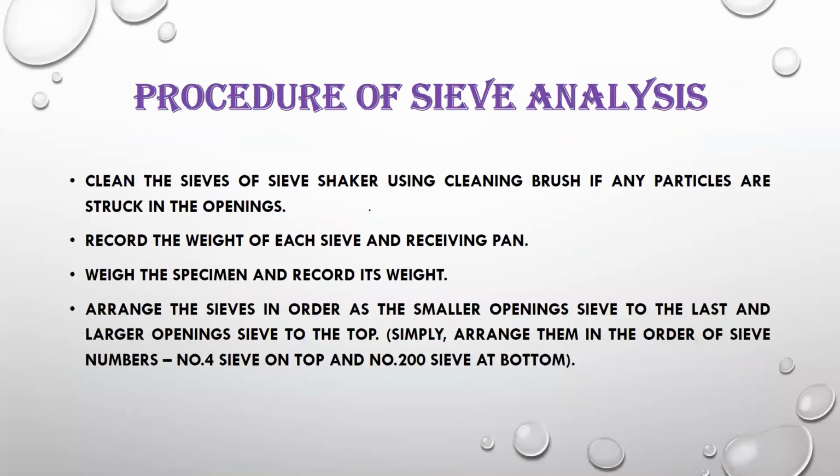So now I am moving towards the next slide. Procedure of sieve analysis, you already know that. Clean the sieves of the sieve shaker using a cleaning brush. If any particles are stuck in the openings, remove them. Record the weight of each sieve and the receiving pan. Weigh the specimen and record its weight. Arrange the sieves in order, with the smaller opening sieve at the last and the larger opening sieve at the top. Simply arrange them in the order of sieve numbers, number 4 sieve on top and number 200 sieve at the bottom.